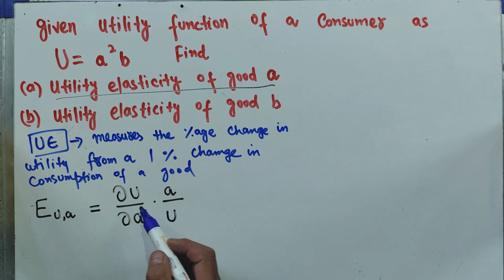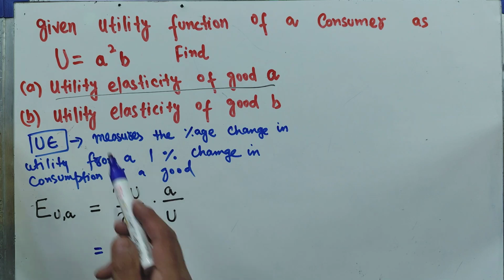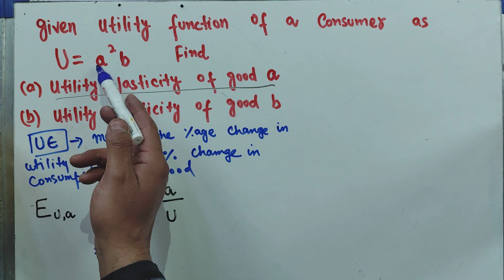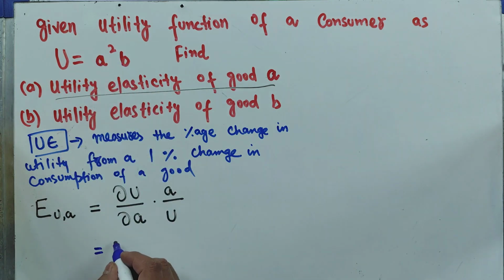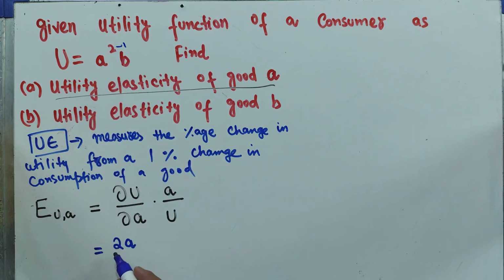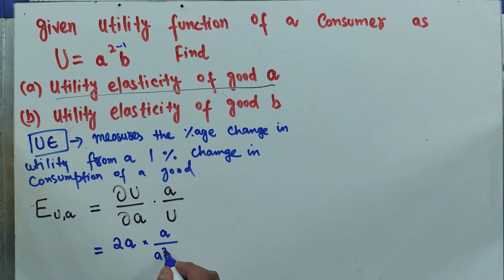First, we need to find du upon dA. This is the partial derivative, so we partially differentiate the given utility function with respect to A. The derivative of A square is 2A by the power function rule: 2 becomes the coefficient, then we have A, and the exponent is reduced by 1, so 2 minus 1 is 1. So du upon dA times A divided by U, which is A square B.